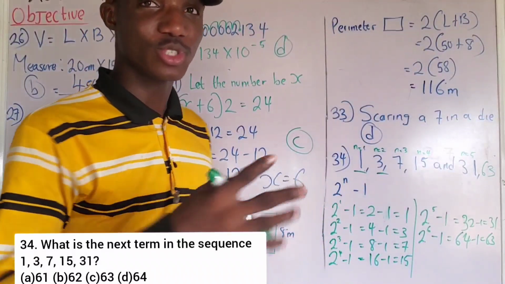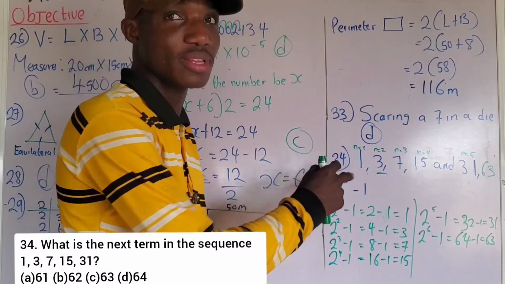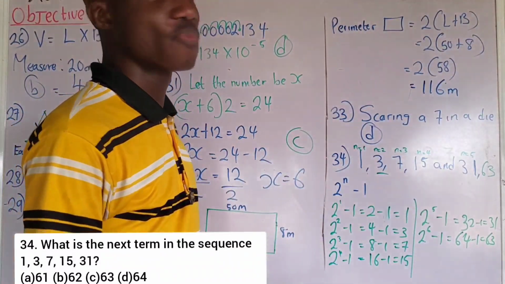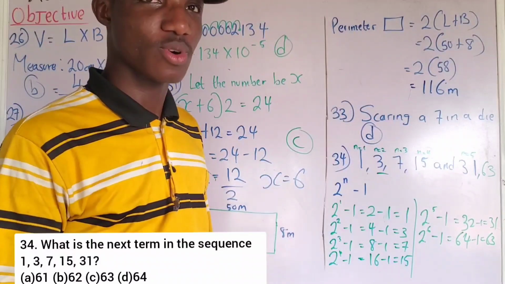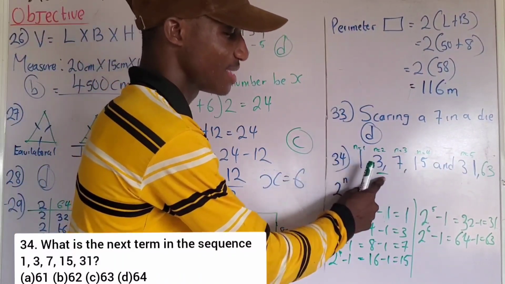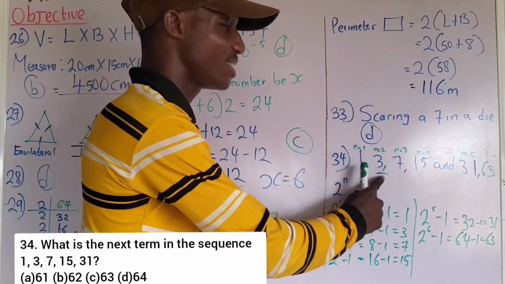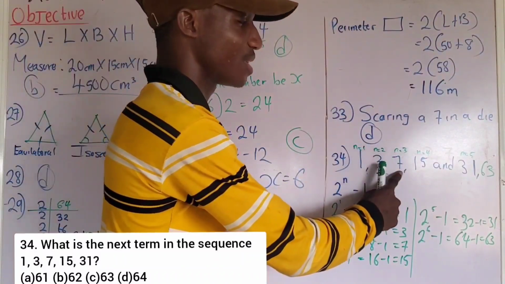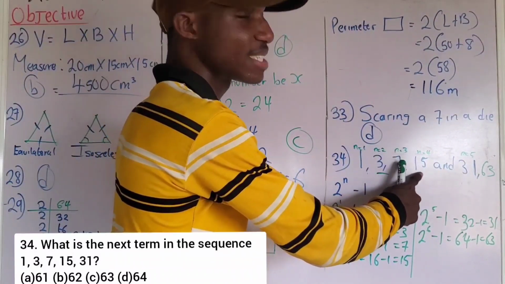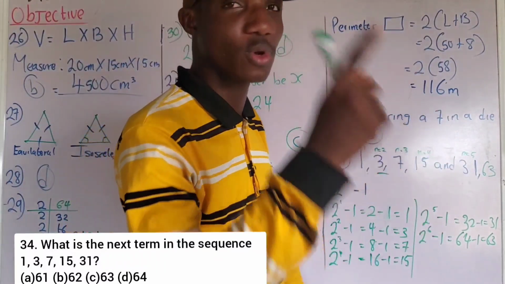Okay? Now look, I want to use another method now, because there is no number before this one. Let's just assume that maybe there is 0. Okay? So 0 times 2, that is 0, right? 0 plus 1 will give us 1. Now, to get this 3, I'm going to say 2 times 1 is 2. 2 plus 1 is 3. Okay? 3 times 2 is 6. 6 plus 1, 7. 7 times 2, 14. 14 plus 1, 15. 15 times 2, 30. 30 plus 1, 31. 31 times 2 is 62. 62 plus 1 is 63.